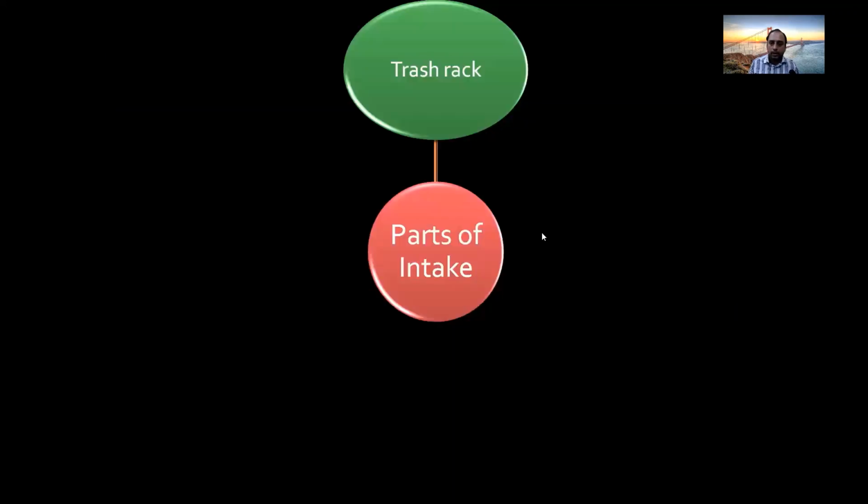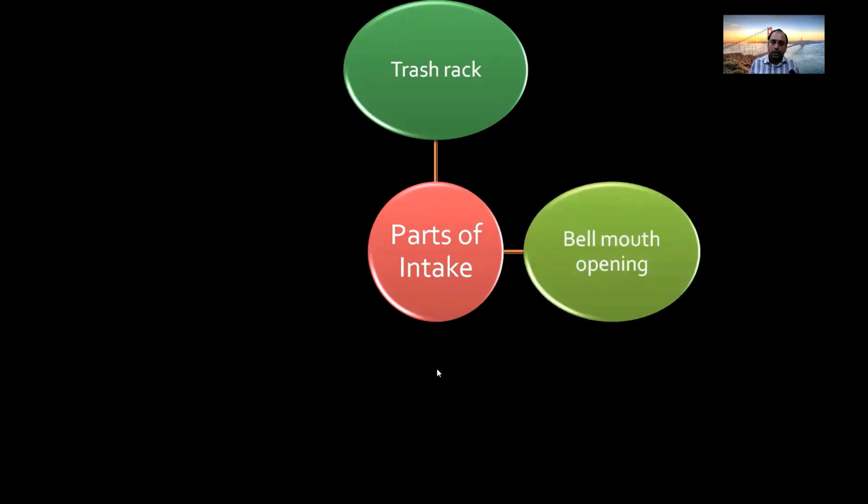This trash rack is used to prevent the entry of floating debris inside the system. Bell mouth opening. See, there is an intake of water. The water at rest is coming into motion. So you have to provide a smooth interface between still water and the running water. So that's why you have to provide a kind of bell mouth opening, means elliptical shape opening, which will ensure the smooth flow of water, a laminar flow of water. This bell mouth opening will ensure laminar flow of water.